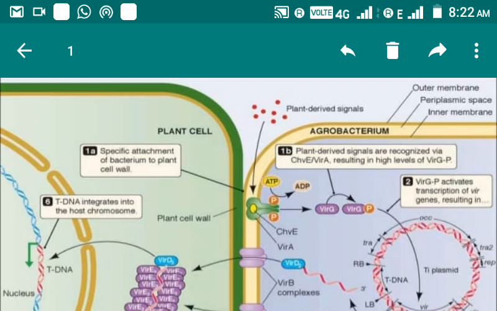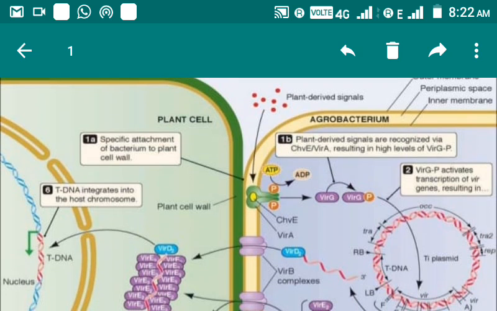So in this way, any gene which is inserted into the tDNA gets transferred into the host DNA. So this is the transfer of tDNA into the plant cell, mediated by Agrobacterium.